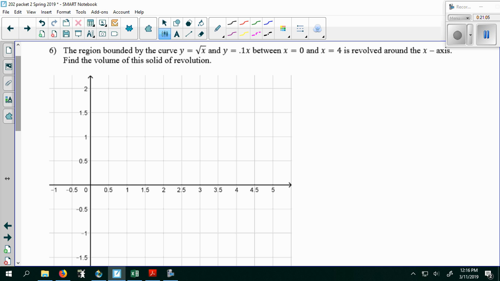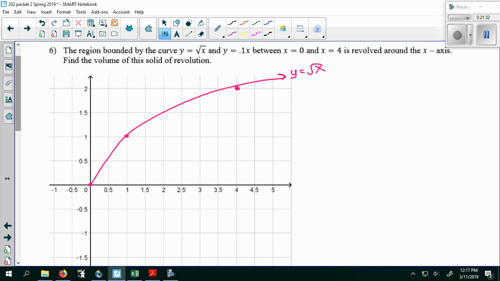Okay, last one. The region bounded by the curve y equals square root x and y equals 0.1x between x equals 0 and x equals 4. So y equals square root x, so we've got 0, 0, 1, 1, 4, 2. That should be good enough. Just connect those. Y equals square root x.